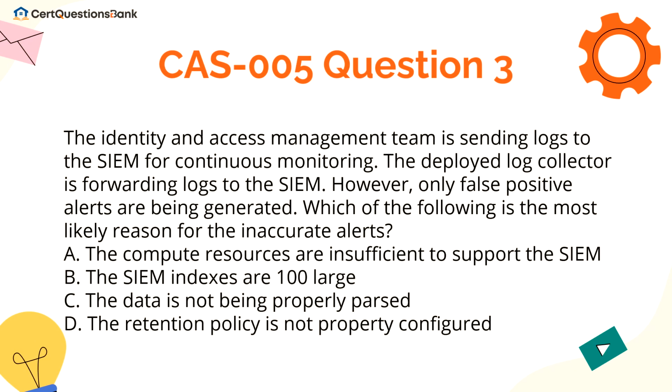The Identity and Access Management team is sending logs to the SIEM for continuous monitoring. The deployed log collector is forwarding logs to the SIEM. However, only false positive alerts are being generated. Which of the following is the most likely reason for the inaccurate alerts? A. The compute resources are insufficient to support the SIEM. B. The SIEM indexes are too large. C. The data is not being properly parsed. D. The retention policy is not properly configured.